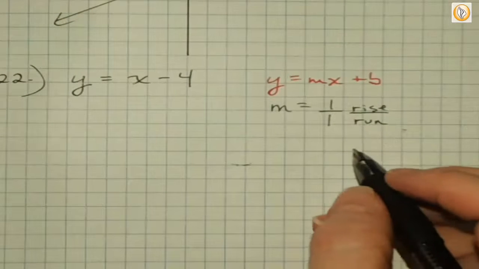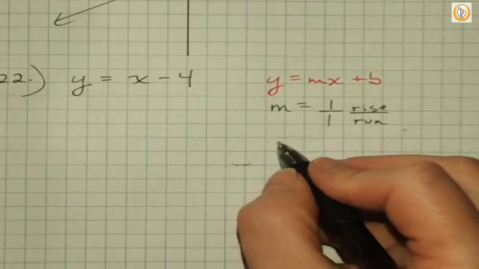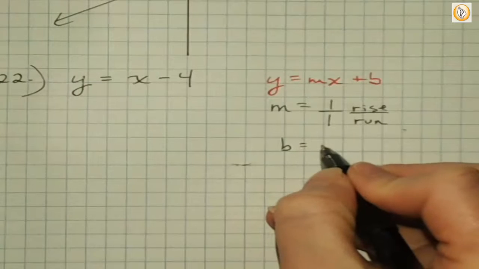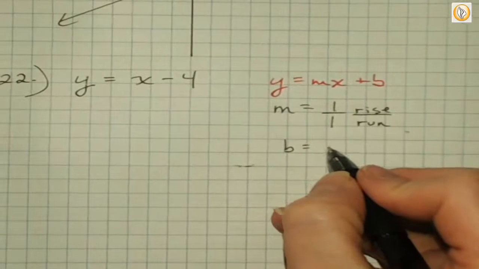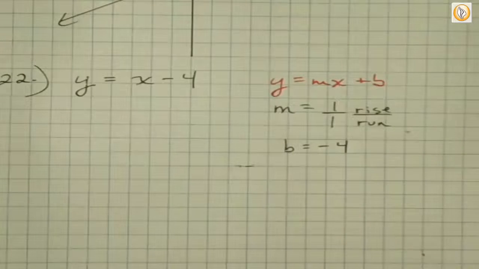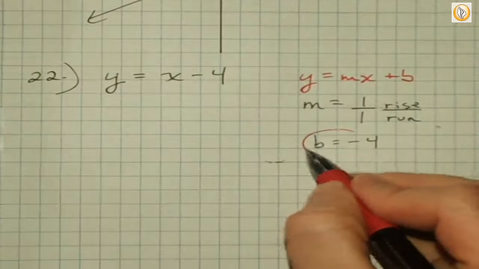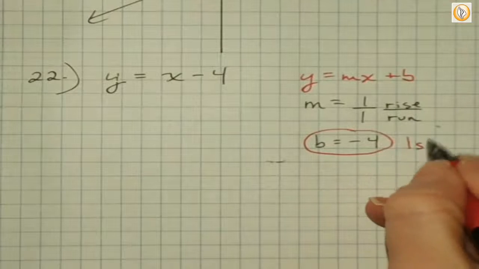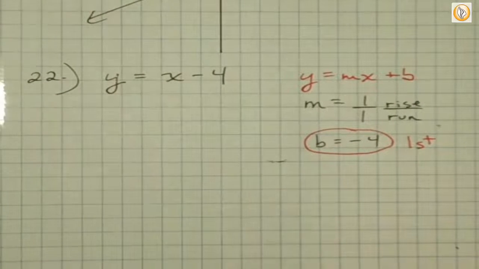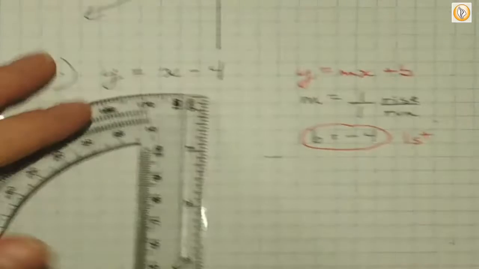Okay? Now, Joseph, what is your y-intercept? Negative 4. Joseph, which one am I plotting first? Negative 4 is first. Okay, so I'm going to draw my graph.